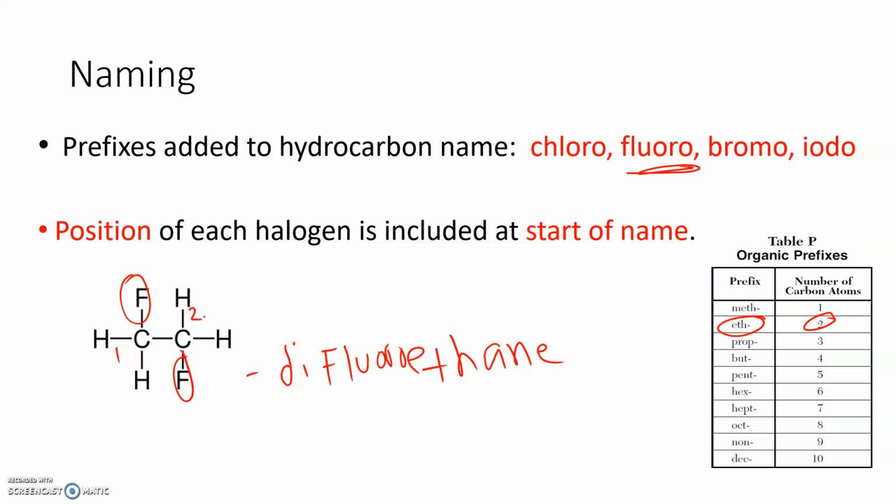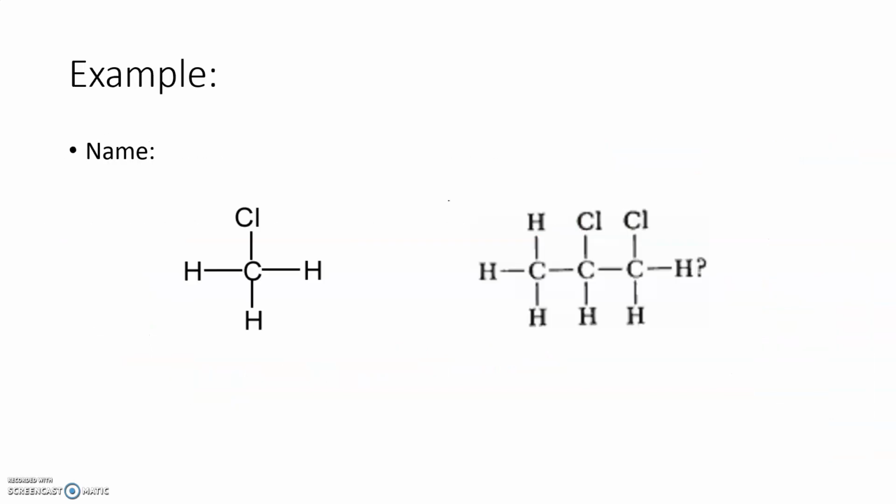It doesn't matter which way I number it, right to left, left to right. Still, there's 1 on each carbon. So I would say 1, 2. That tells me there's 2 fluorines, 1 on each different carbon, 1 on carbon 1, 1 on carbon 2. Difluoroethane is how I would name this molecule.